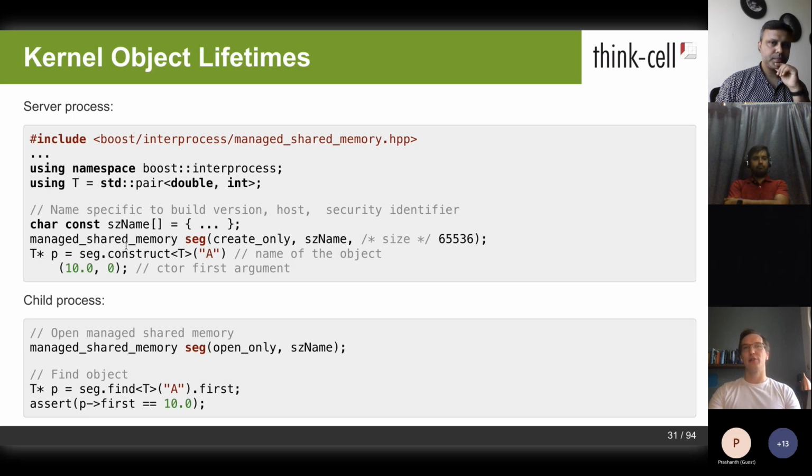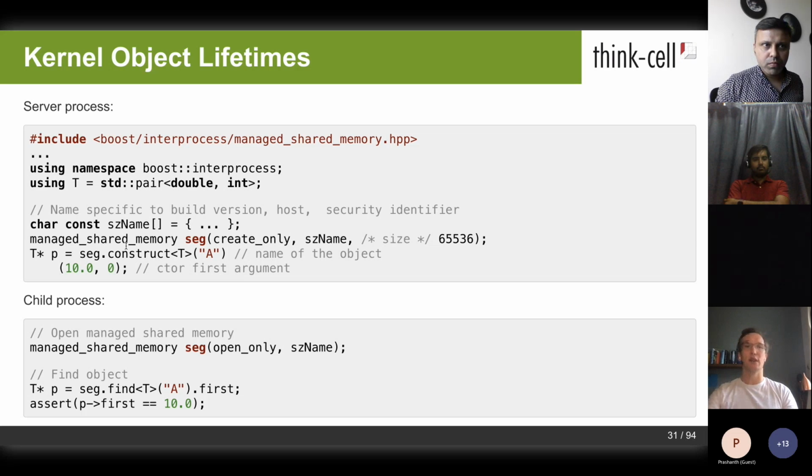And then you create that shared memory object with the name and a given size, and you can construct an object in that shared memory. Here, just a pair of doubles and ints. And then you have a child process that looks up the same named memory object by name, and again finds the object and finds the pair we have just created in a different process.